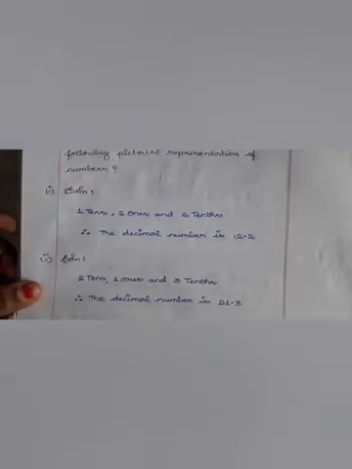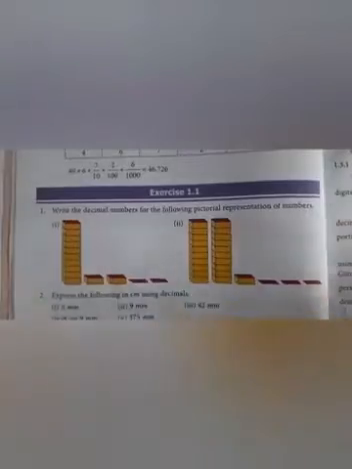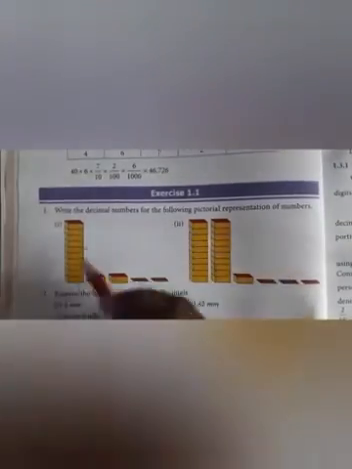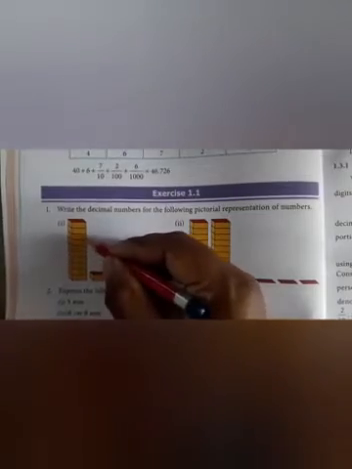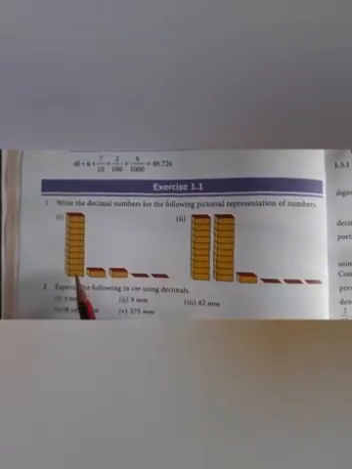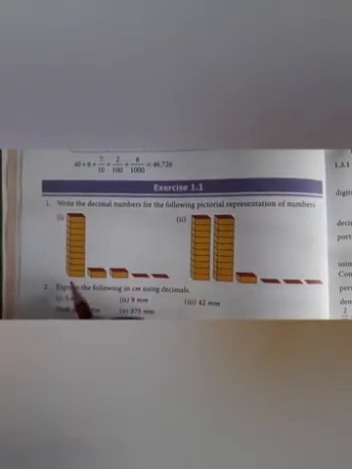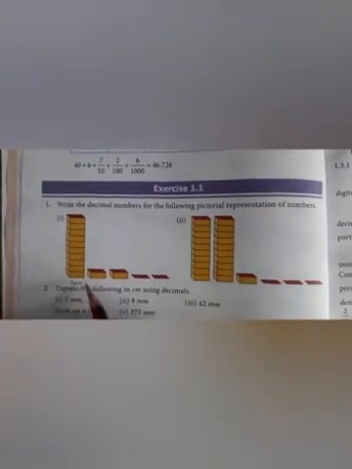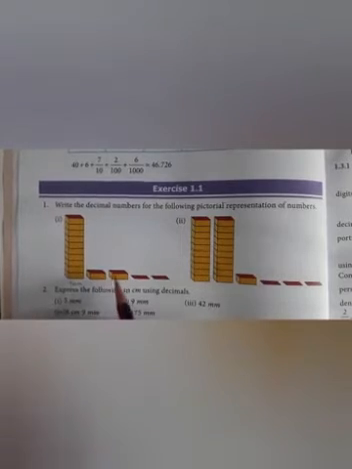Exercise 1.1. First question: write the decimal number for the following pictorial representation of numbers. For this question, I'll show you the questions in the book. Here we have one tower, one bar, right? This has 1, 2, 3, 4, 5, 6, 7, 8, 9 tens. Always, tens will be given as this bar with 10 boxes, so we call it tens, and this is 1 bar and 1 bar.